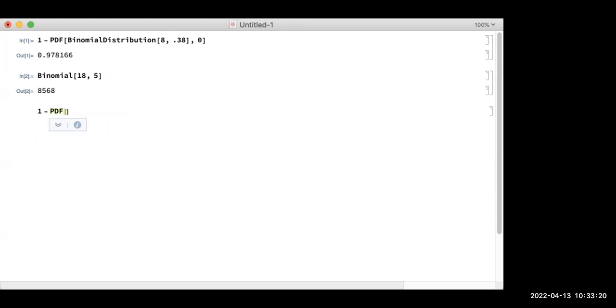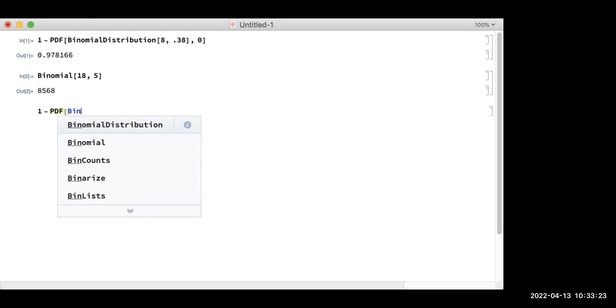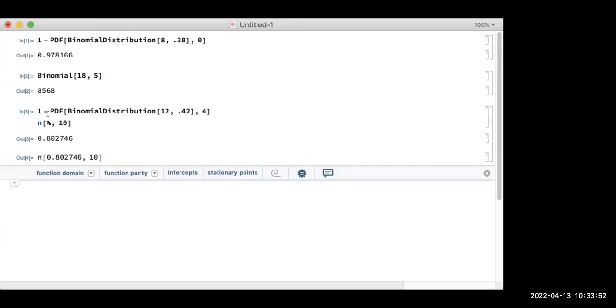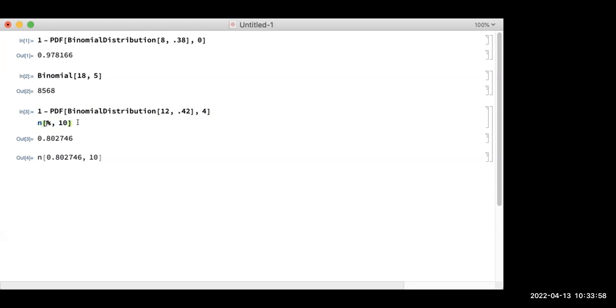Let me type in 1 minus PDF for the binomial distribution with parameters. There are 12 trials with a probability of success of 0.42. And I want to get rid of x equal 4. I'll get the exact amount, and I will also do this numerically. It's already numerical.